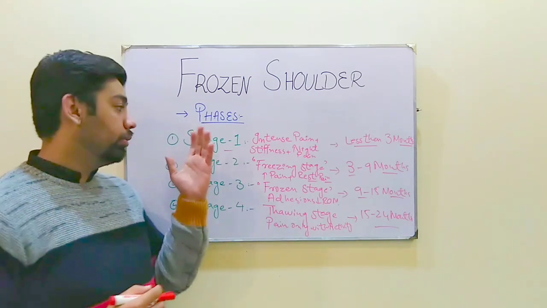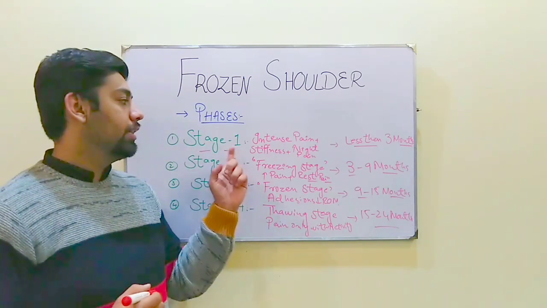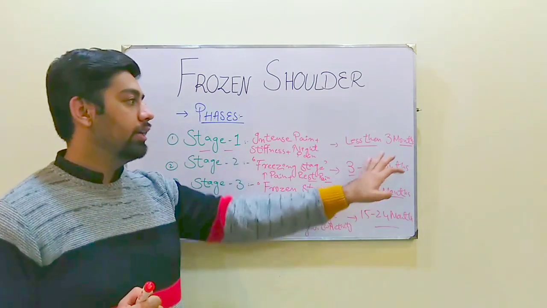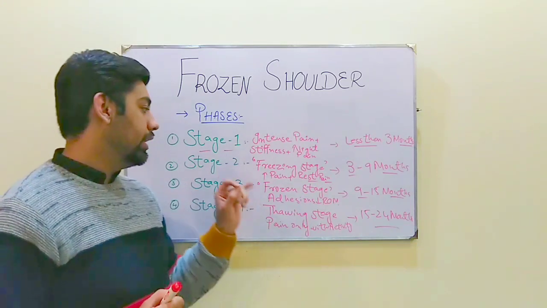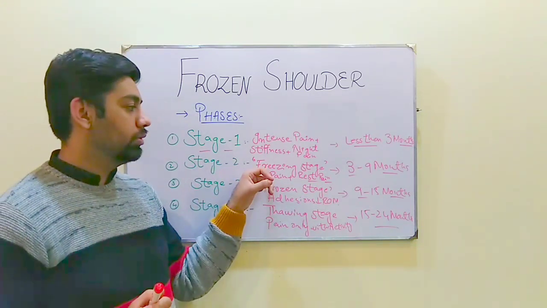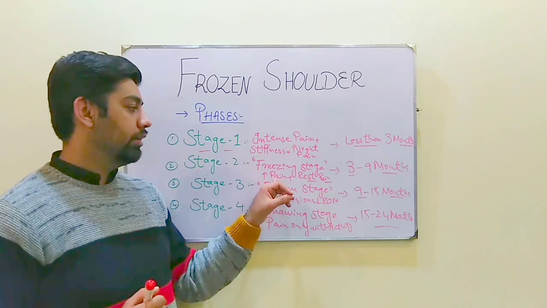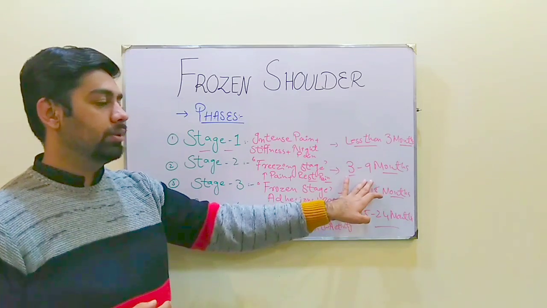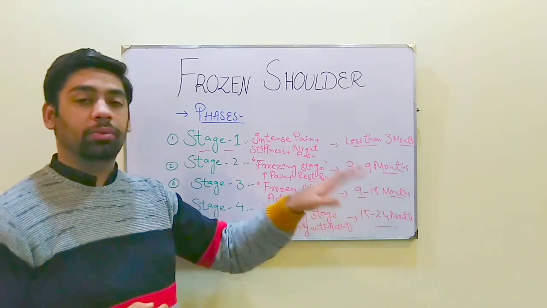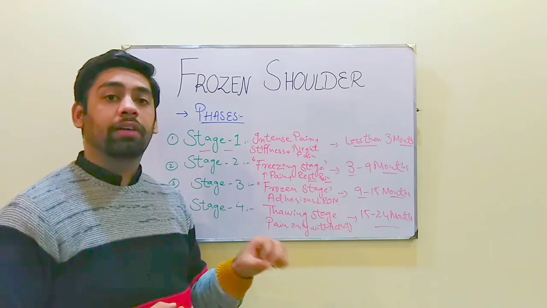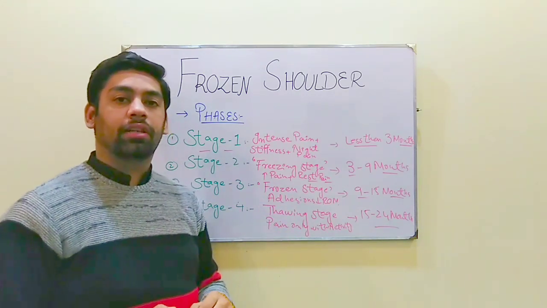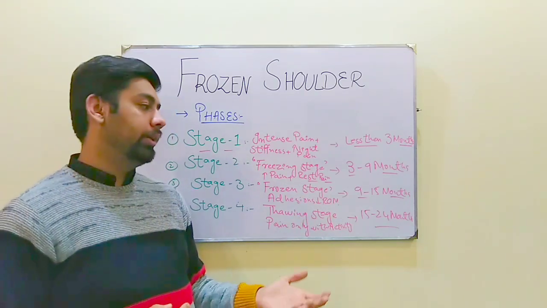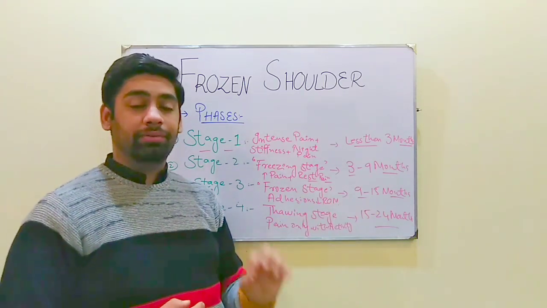Okay, these are the 4 different stages of the frozen shoulder. Stage number 1 has intense pain, stiffness and night pain, and lasts less than 3 months. Stage number 2, the freezing stage, has rest pain and increased onset of pain, and lasts 3 to 9 months. Stage number 3 is the frozen stage, with formation of adhesions, capsular restriction and limited range of motion, lasting about 9 to 15 months.